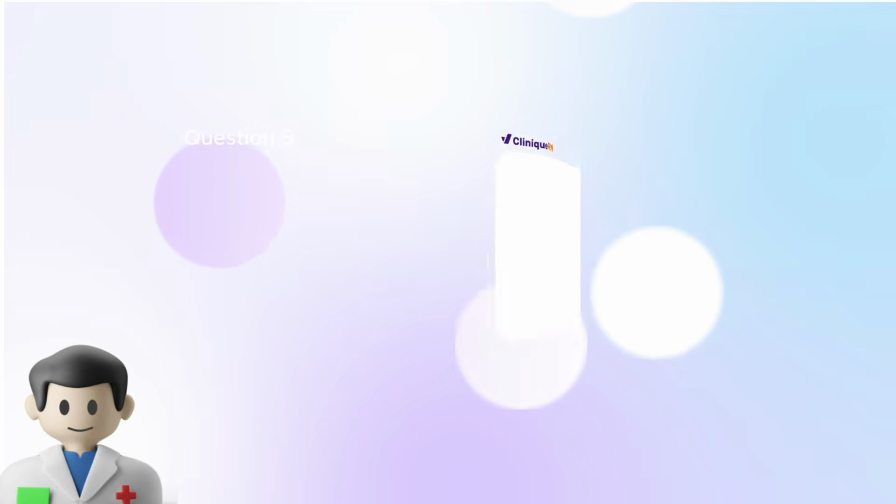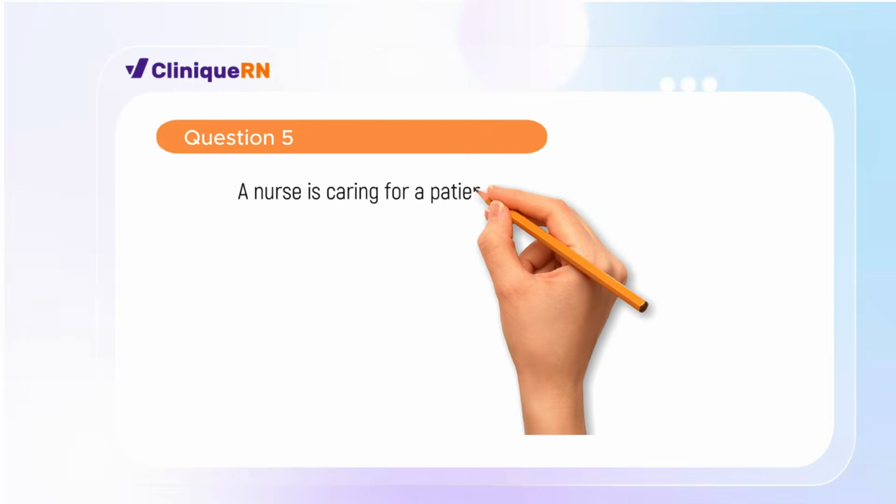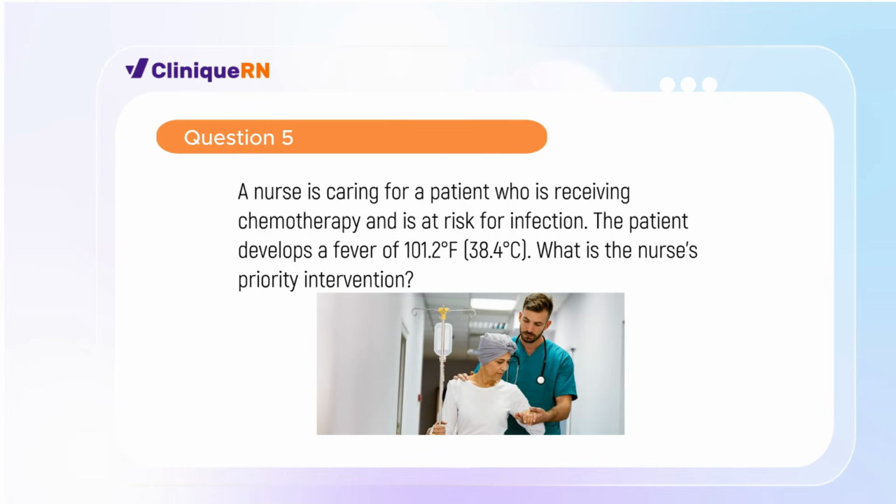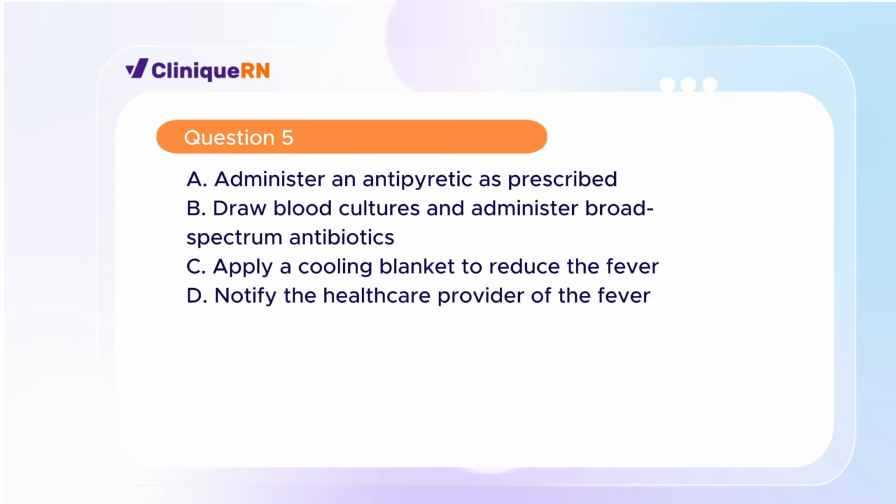Question 5. A nurse is caring for a patient who is receiving chemotherapy and is at risk for infection. The patient develops a fever of 101.2 degrees Fahrenheit, 38.4 degrees Celsius. What is the nurse's priority intervention?